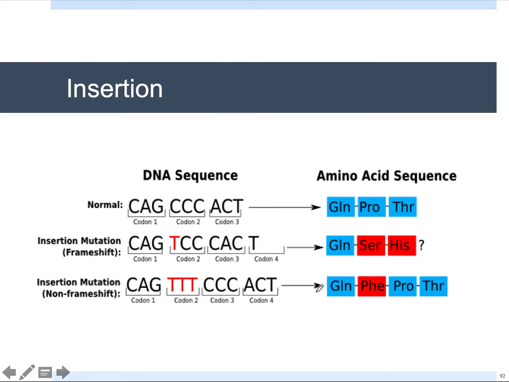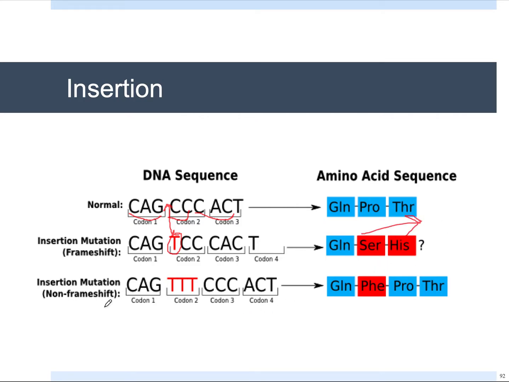Then there could be an insertion. An insertion could lead to a frame shift. So you have CCC. A T is inserted in front here, and so you have 3 codons that are red, and now you have T there. So T and these 2 are red, and then this will join these. So it leads to what we call a frame shift. It affects the proteins that are synthesized downstream. So the proteins that are downstream are all affected.